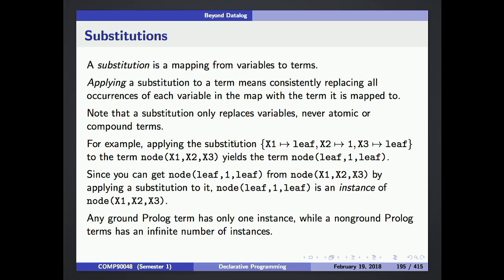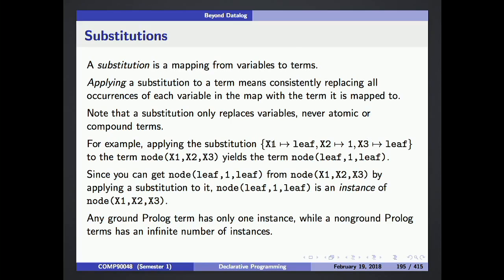idea of substitution. Okay, so substitution means that we consistently replace some variables by another term. Okay, so it doesn't have to be a ground term. Yep. So they only ever replace variables, never atomic or compound terms. So we think a substitution is a mapping from a variable to a term, which doesn't have to be ground. Here they're all ground.